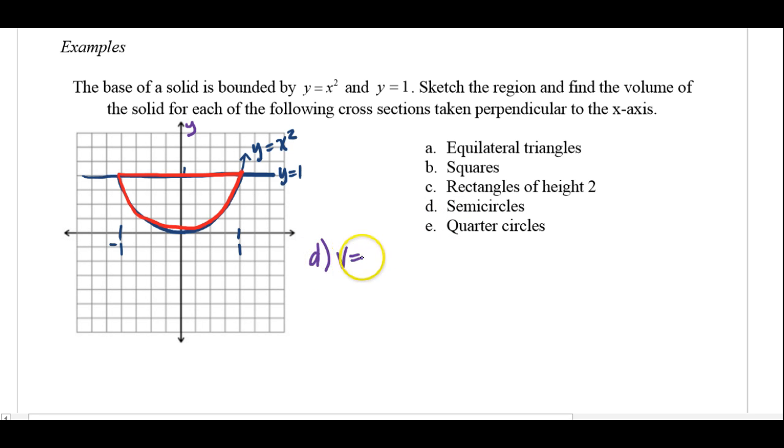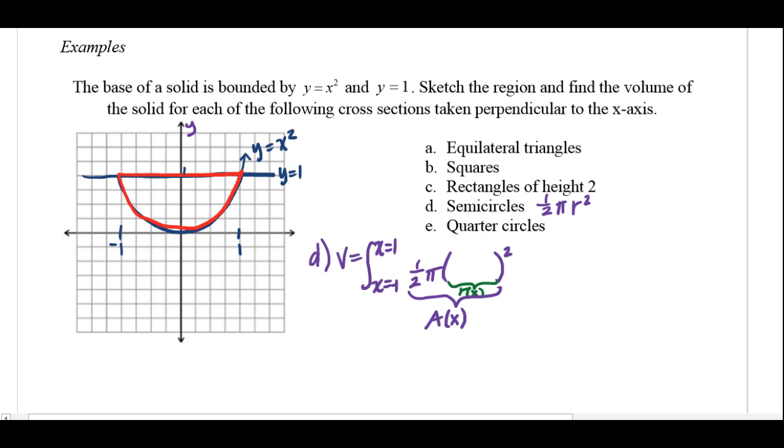So for part D, my volume formula, the limits of integration are still -1 to 1. I still have to substitute in A of x. And we'll remind ourselves the area of a semicircle is 1/2 pi times the radius squared. So I'm going to need to substitute in my radius as a function of x. So I can go ahead and plug in 1/2 pi, and then I'm going to need my radius as a function of x, squared. So what needs to go in here is my radius.